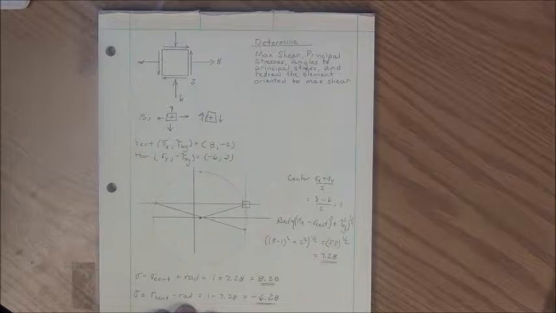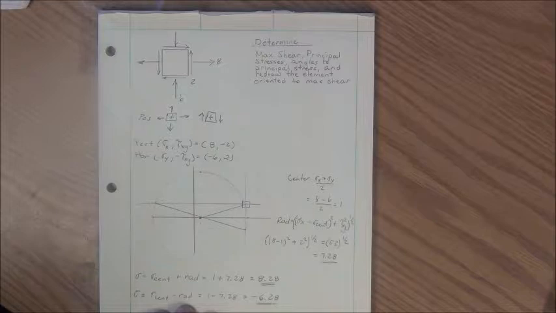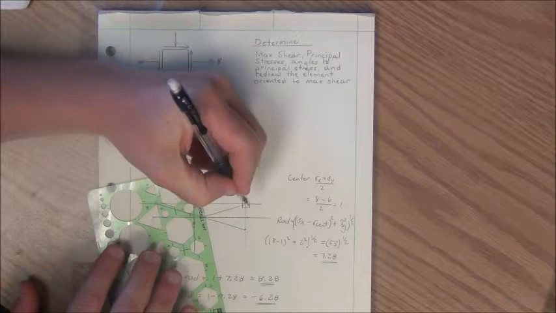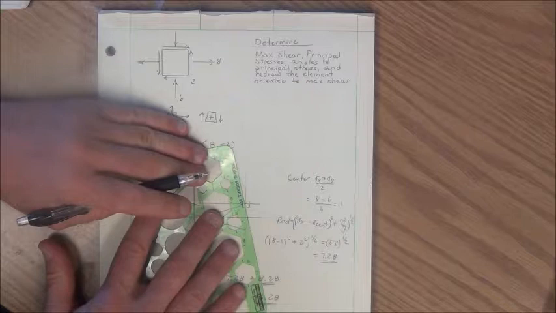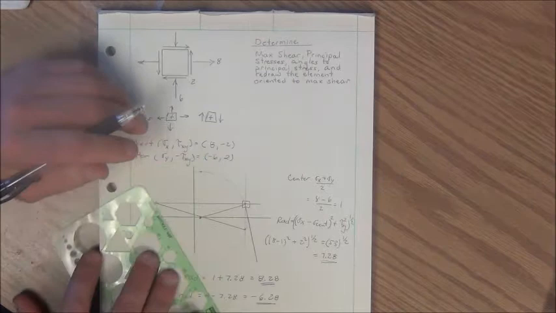The next goal is to determine the angles to the principal stresses. This will be done by going to the OP, or the origin of planes, and drawing a line from the origin of planes through the principal stresses. This will help identify which angle I'm actually trying to compute.